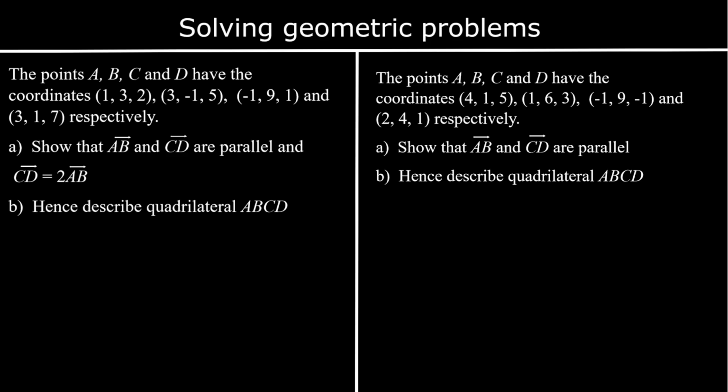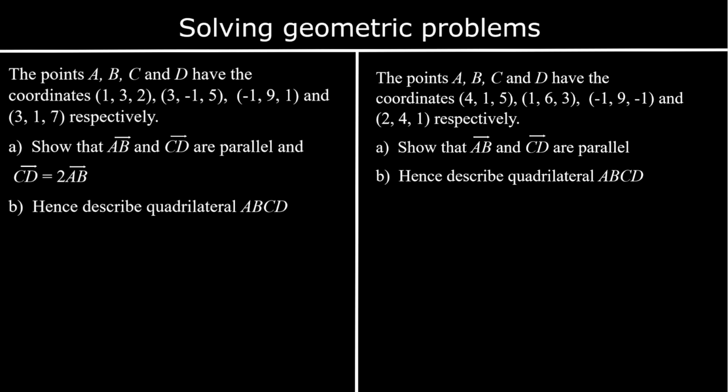Solving geometric problems. The points A, B, C and D have coordinates (1, 3, 2), (3, -1, 5), (-1, 9, 1) and (3, 1, 7) respectively. Show that AB and CD are parallel and CD is 2 AB.